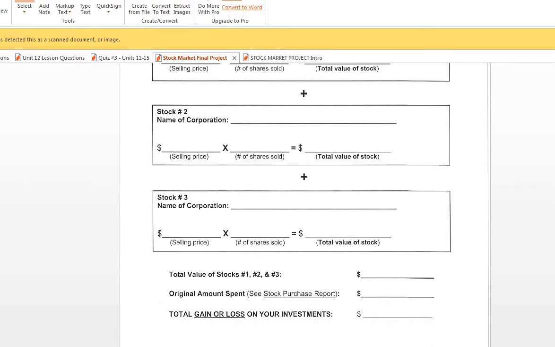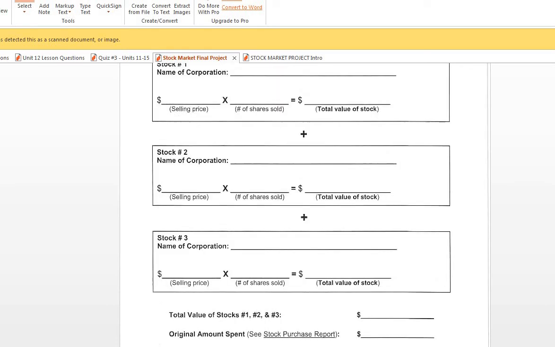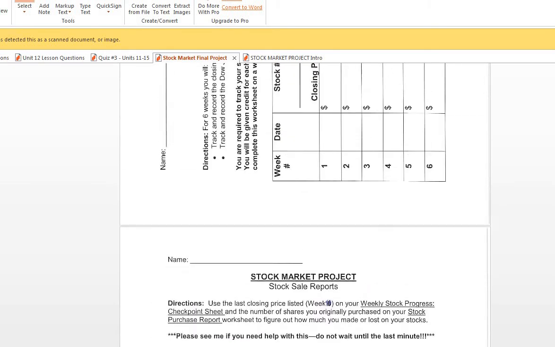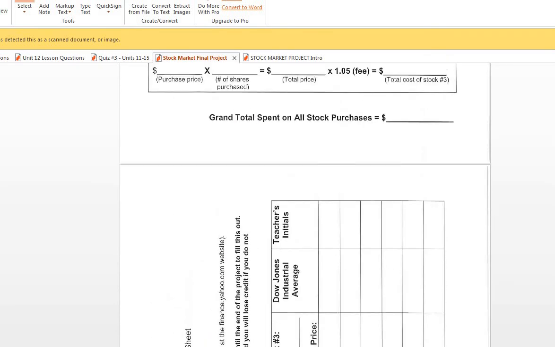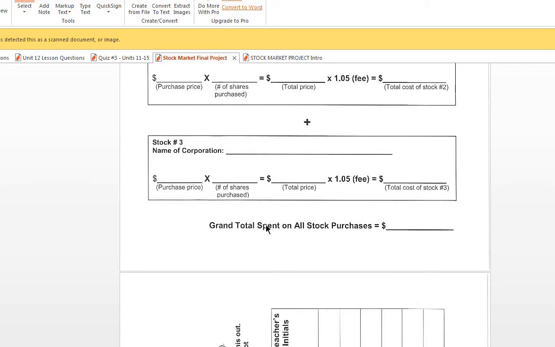So at the end of this section, pick one of these total stock values, total of the 2 pages, and you're going to put all, like 1, 2, 3, and 4 of the total value of your stock. So you're adding up this for all 4 stocks, putting that amount right here. Then you're going back to your stock purchase report, which is where you showed which stocks you were going to purchase, which is this one. All total spent on all stock purchase.